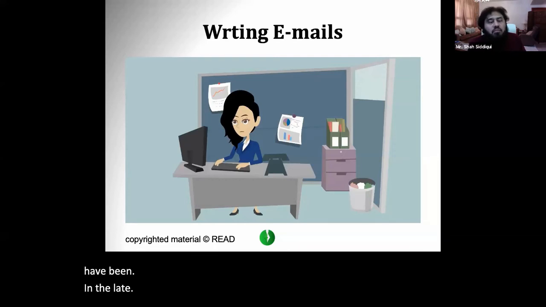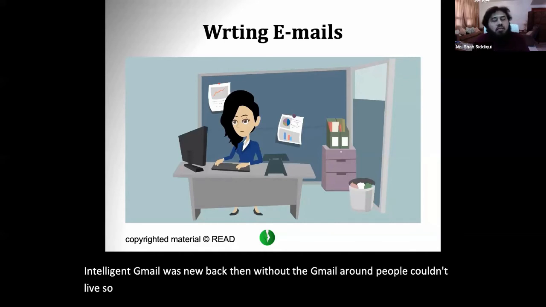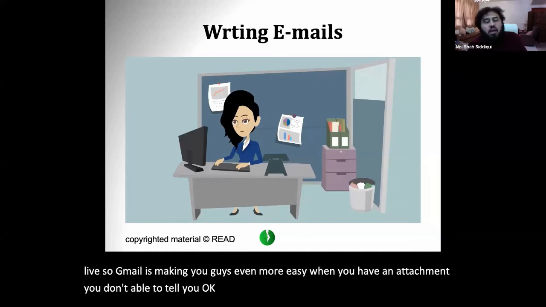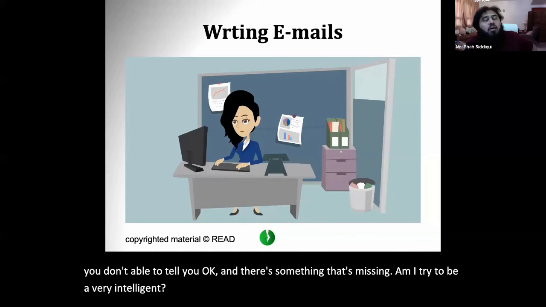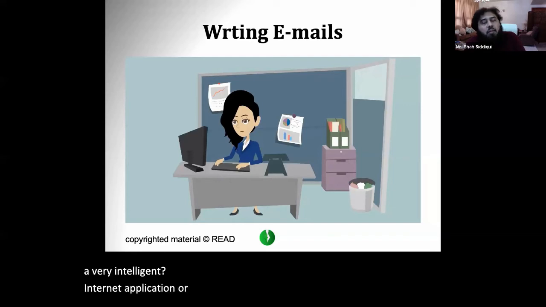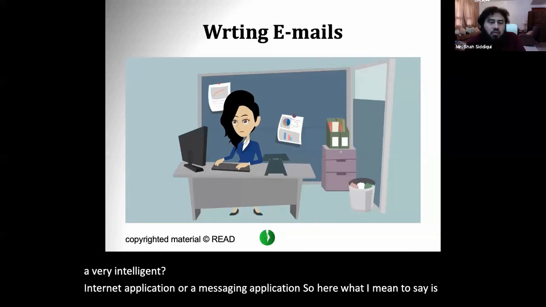intelligent. Gmail was new back then. Without Gmail, a lot of people couldn't live. So Gmail is making it even easier for you. When you mention an attachment and you don't attach one, it will tell you, okay, there's something that's missing. It might try to be a very intelligent internet application or a messaging application. So what I mean to say is, when you have an attachment, use the same format.